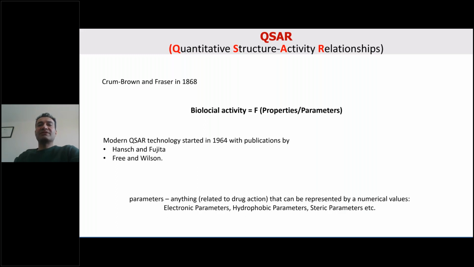Parameters are anything that is related with the biological activity that can be represented by numerical values. It can be fingerprints, electronic parameters, hydrophobic and steric parameters, and many more parameters can be involved in those sections.